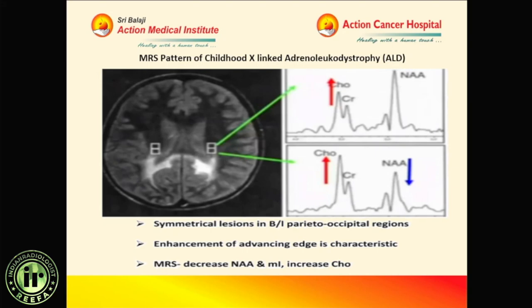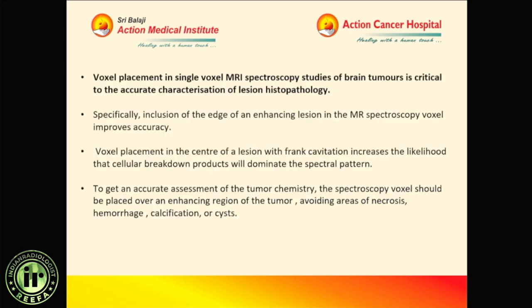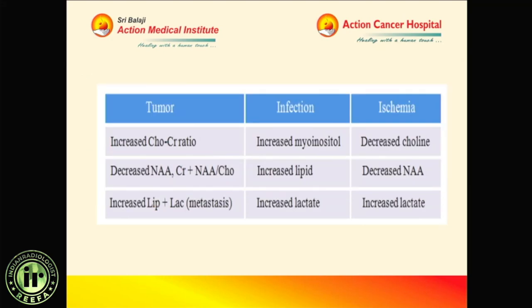So, the spectroscopic findings come even before what we can see on imaging. Now, the MRS pattern in Canavan's is very classical: a very, very high NAA peak, as we have discussed. Voxel placement in single voxel MRS studies of brain tumors is critical to the accurate assessment and characterization of the lesion histopathology. This we have already discussed.